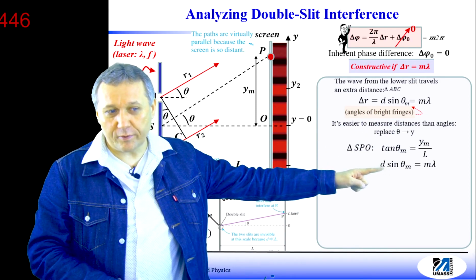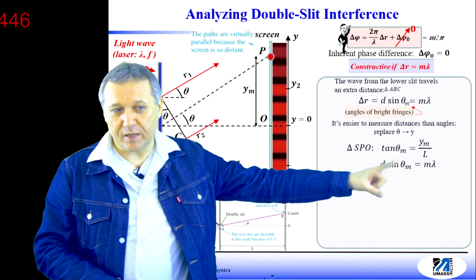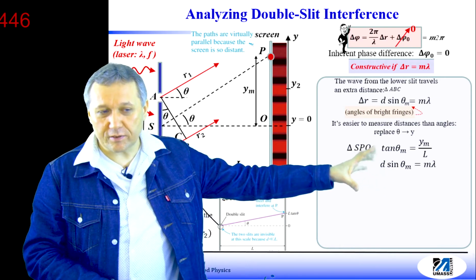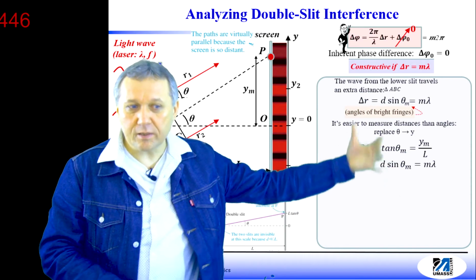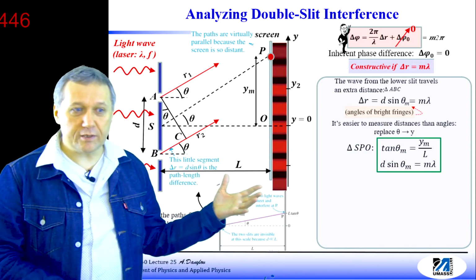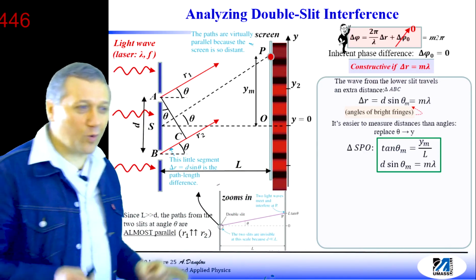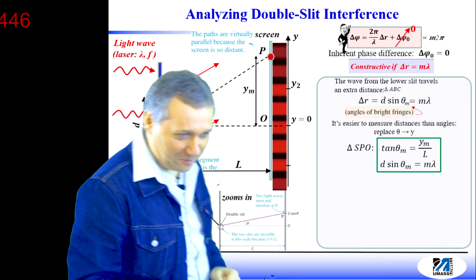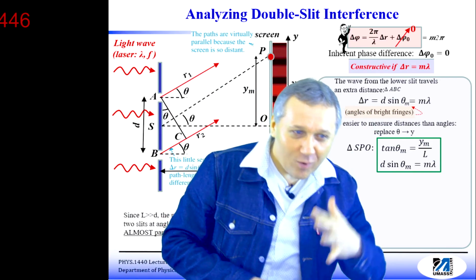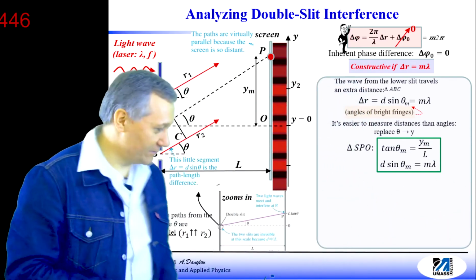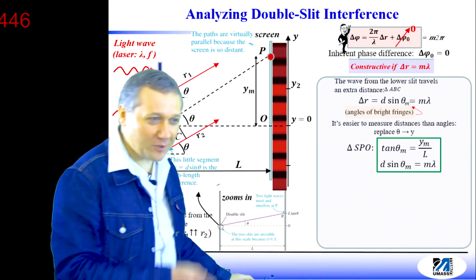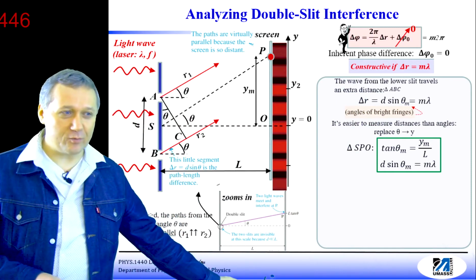I just rewrote it over here: d sine theta equals m lambda. And the first equation just allows us to make a transition from the angles to distances. So these two equations can be used. But it's not over in terms of simplifications. We can make one small step further, deeper, in order to simplify these equations one more time.